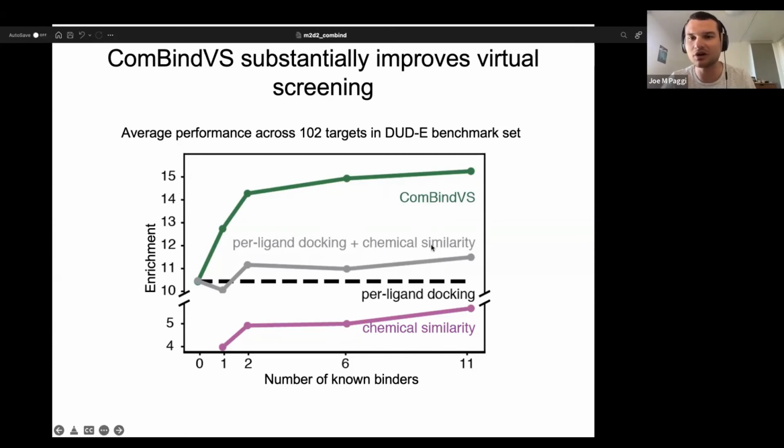I think this was largely coming from the fact that combined VS is using the per ligand docking score, so there's a reasonable correlation. So it's easy for it to do the same or better in this regard.